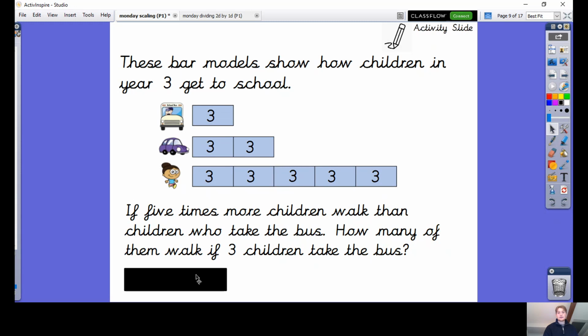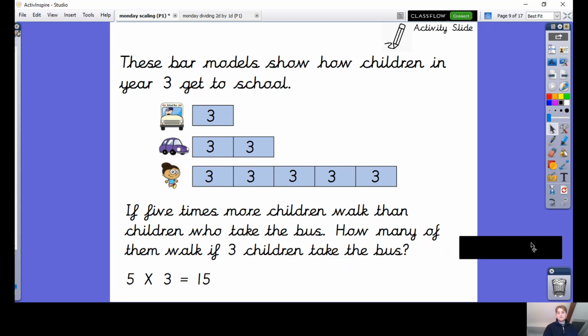Okay, the answer is 15, because there are 5 times more children walking than taking the bus. But we know there are 3 children that take the bus, so there are going to be 5 times the amount as shown on the bar model. And 5 times 3, 5 lots of 3, equals 15.